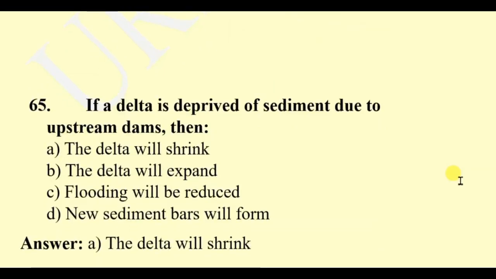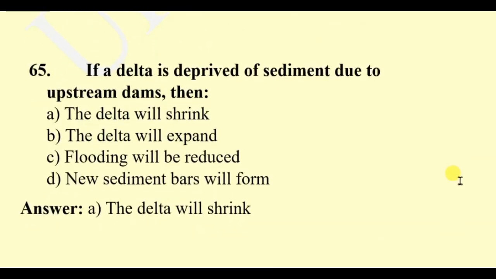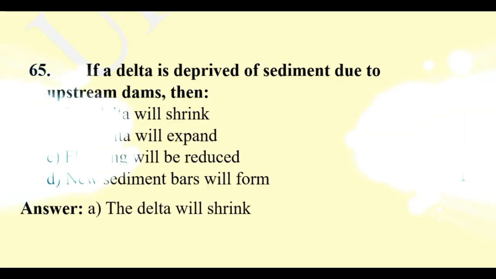Question 65. If a delta is deprived of sediment due to upstream dams, then the delta will shrink, the delta will expand, flooding will be reduced, or new sediment bars will form. Here the right answer will be the delta will shrink.